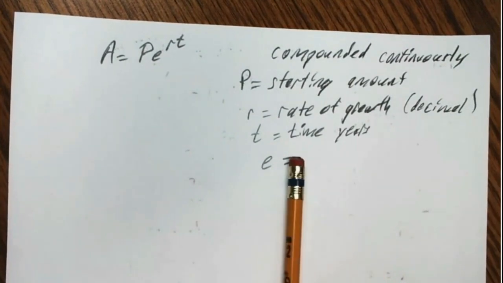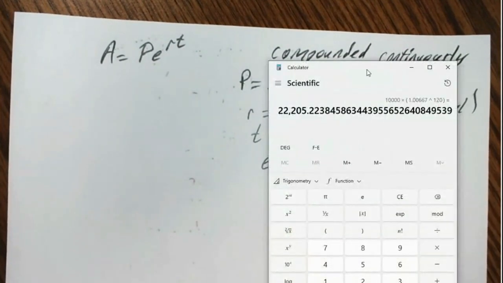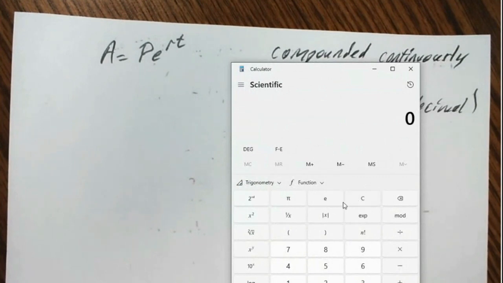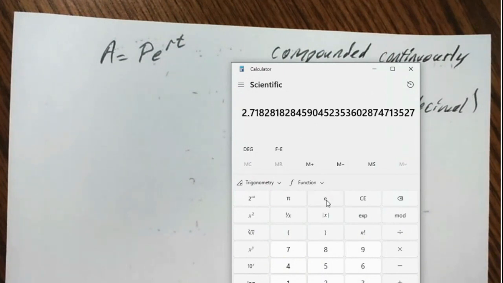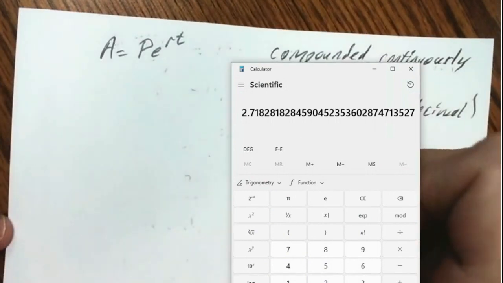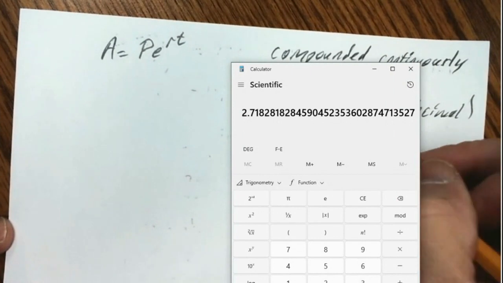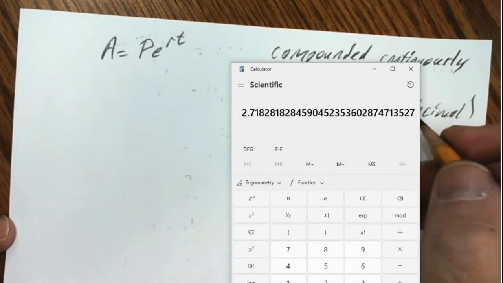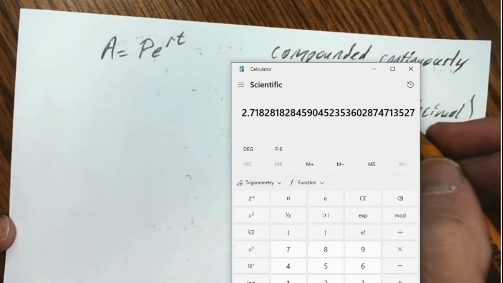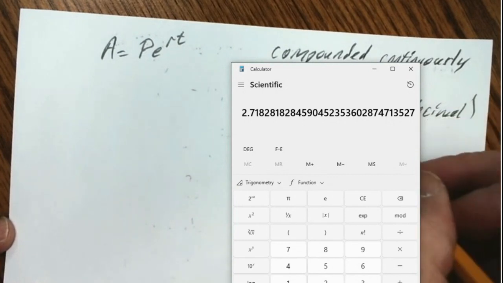Well, let's go to our calculator. See that E button? Our calculator has an E button right there, because E is a number. It's like pi. Pi is a number. E is a number in mathematics. Well, what's it equal to? Let's click and see what E equals. There's what E is. In mathematics, E equals 2.71828, and then 1828 again.